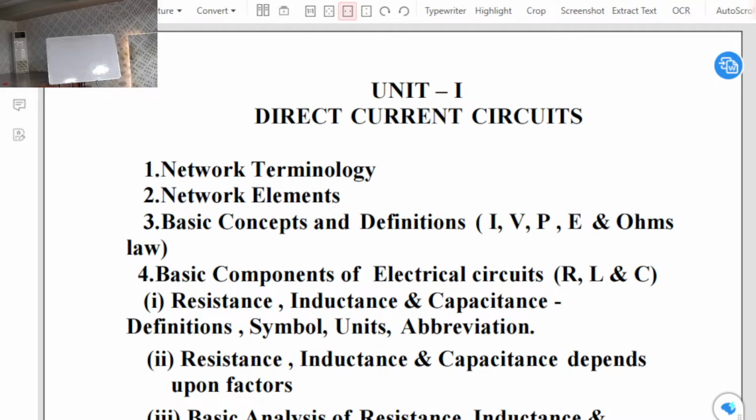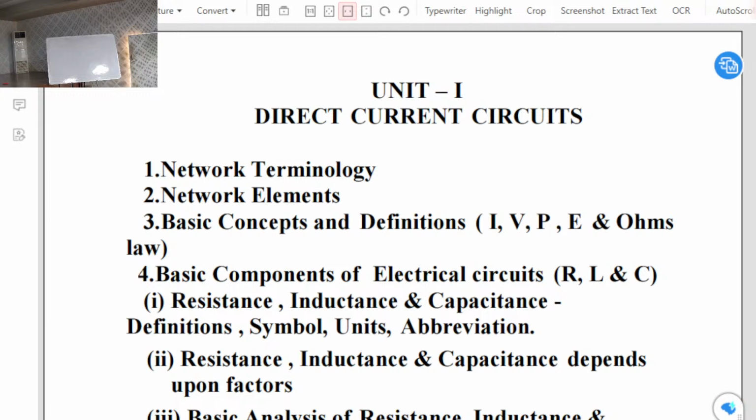We can call it components, elements, and parameters. The fan we will analyze as an inductive load. The bulb is a pure resistive load. So I need the elements R, L, C. We have to analyze in this way. For example, if I want to draw the circuit diagram for this room, then I will analyze the circuits: bulb as a resistive load, fan as an inductive load. Like that I am going to analyze.